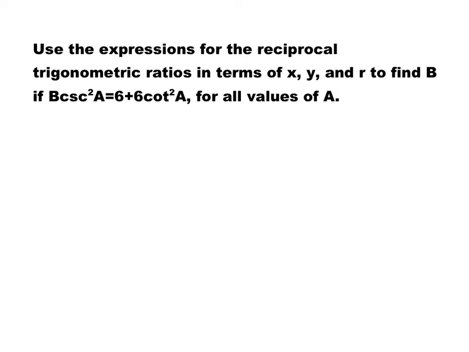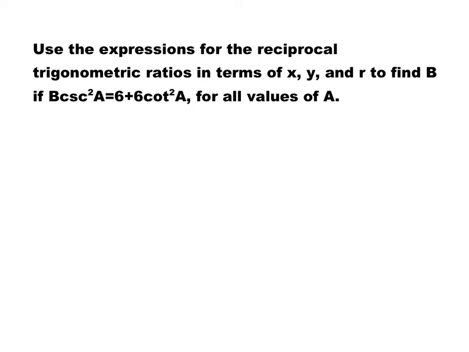In this video, I'm going to go through the solution to one of the problems in your homework. The question is: b cosecant squared a is equal to 6 plus 6 cotangent squared a. What is the value of a? To do this one, we know that cosecant is 1 over sine.